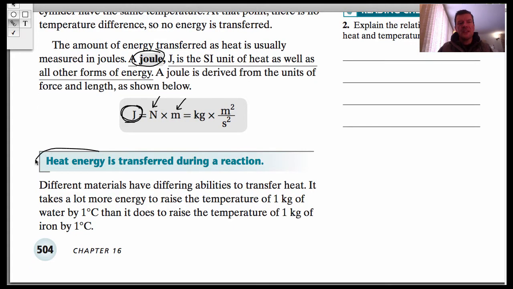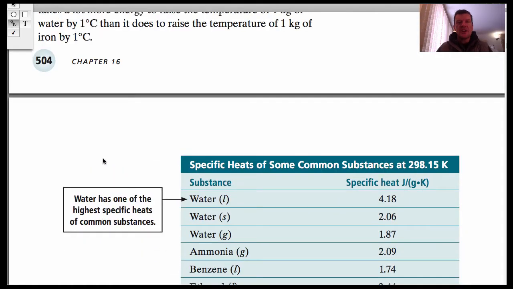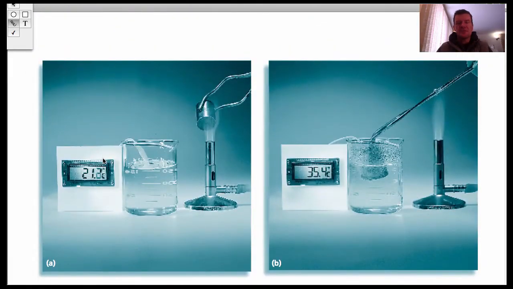We're going to focus on heat energy during these reactions. All right? Now, let's make this a little simpler instead of just talking about a reaction right now. We've talked about reactions before and the heat that is involved. We've talked about exothermic reactions and endothermic reactions.